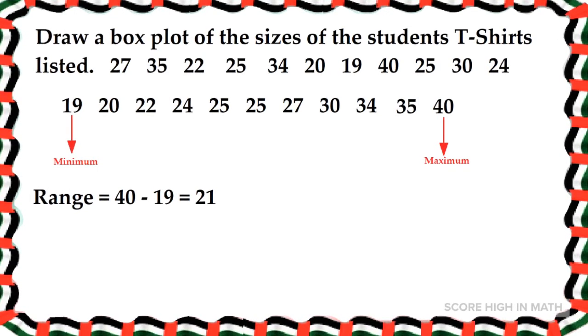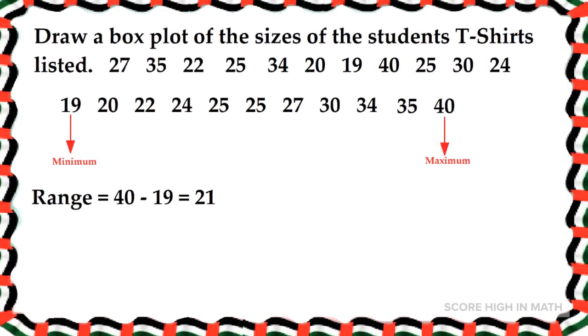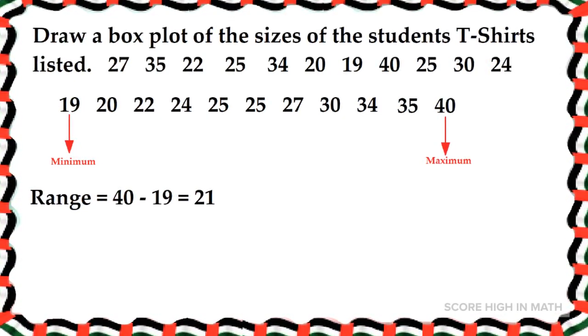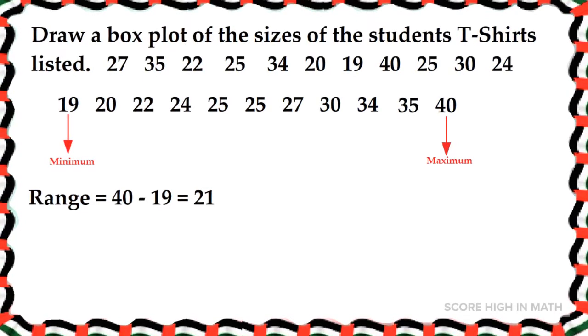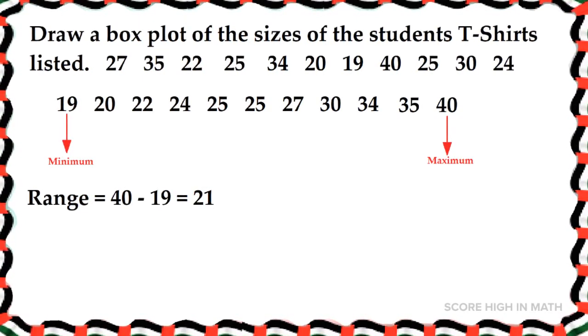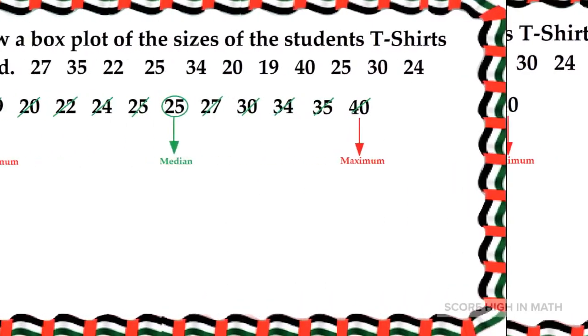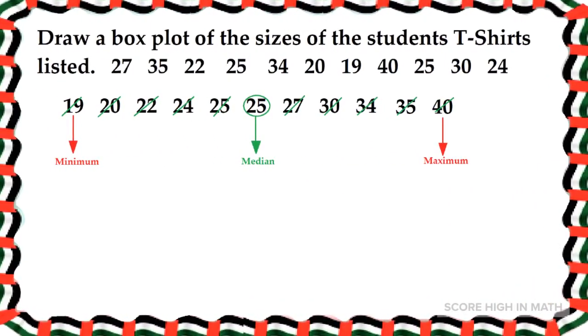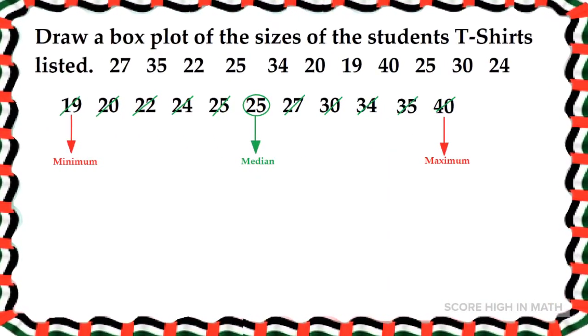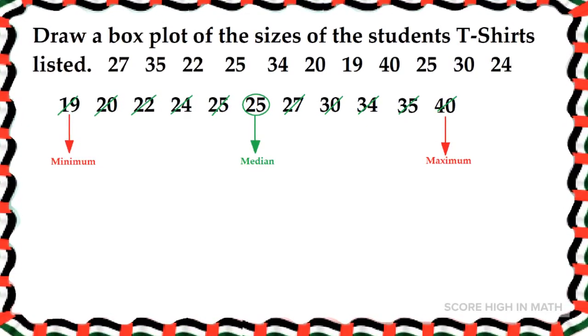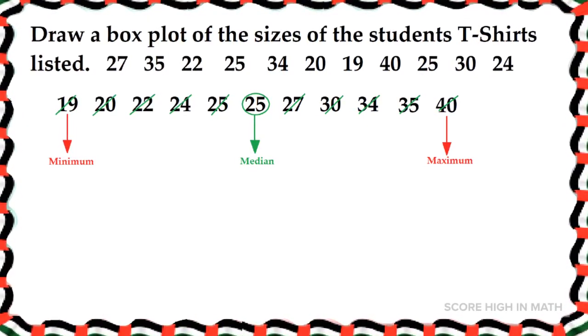If you are going to ask for the range, it is the maximum minus the minimum. So, 40 minus 19 is equal to 21. That is the range. We can right away find the median by crossing out the numbers from both sides starting from the outside until we get into the middle number.